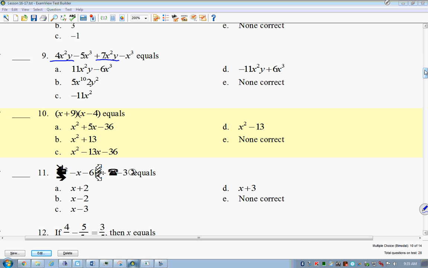Right? Can anybody tell me what the coefficients are in those 2 statements? 4 and 7. So what's 4 plus 7? 11, so I get 11x squared y. Okay. Do we have any other like terms? What else? And negative x cubed. What is that going to give me? Negative 6x cubed. Can I combine those terms? No. No, that's it. So I get A for an answer there.